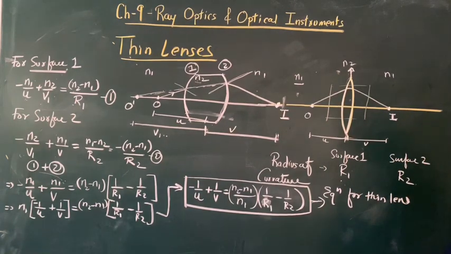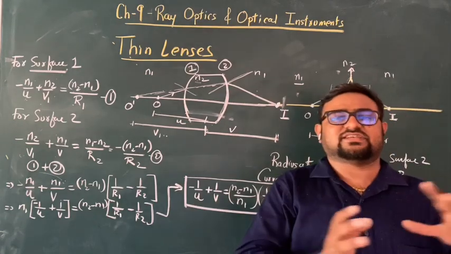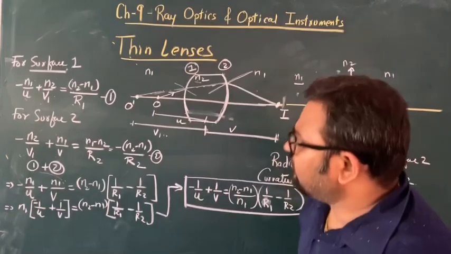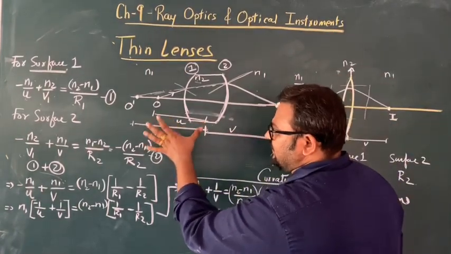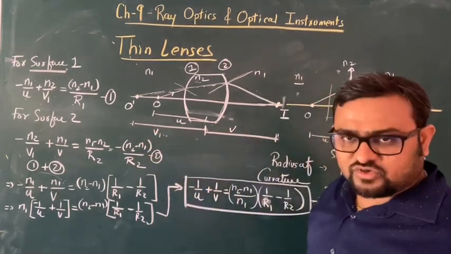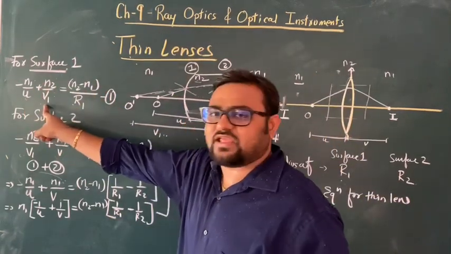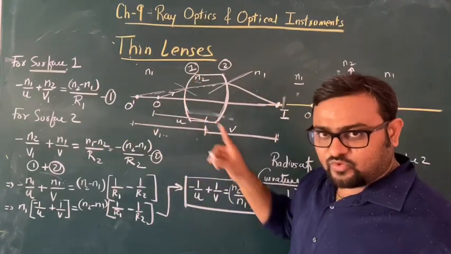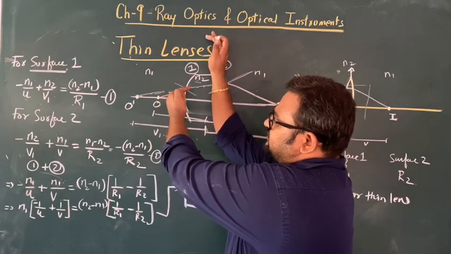Okay, so now we will take both the surfaces separately. When I take the first surface, what is the object distance? U. And what is the image distance? V1. Using the formula for a curved surface, minus n1 by u plus n2 by v1 equals n2 minus n1 by r1.